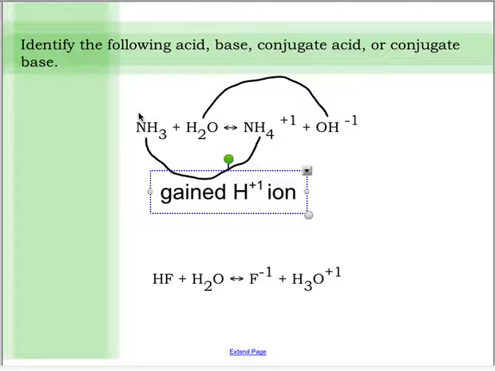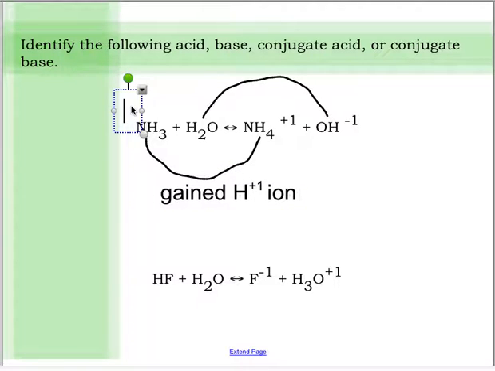What that means is that the ammonia is the acid. No, sorry. It means it was a base. And then that means this guy over here is called our conjugate acid. So it's basically what's happening: if you start out as a base, then you become a conjugate acid.